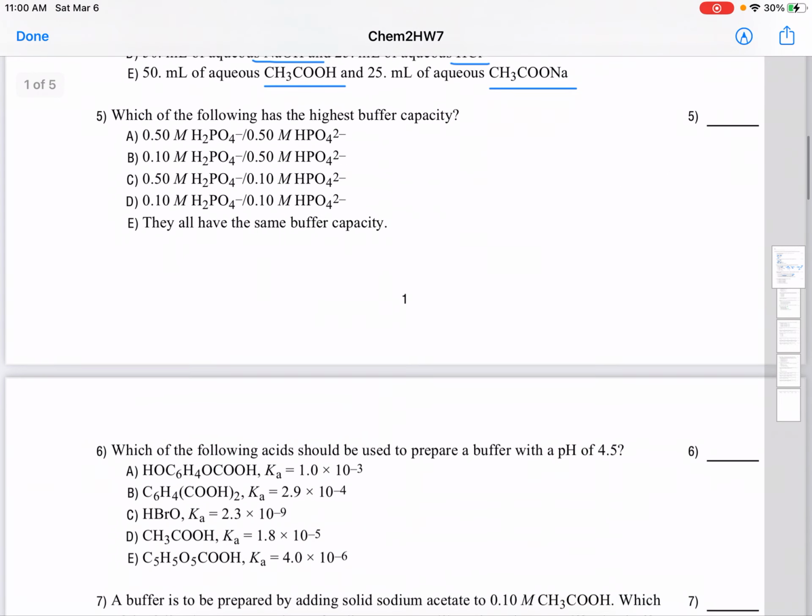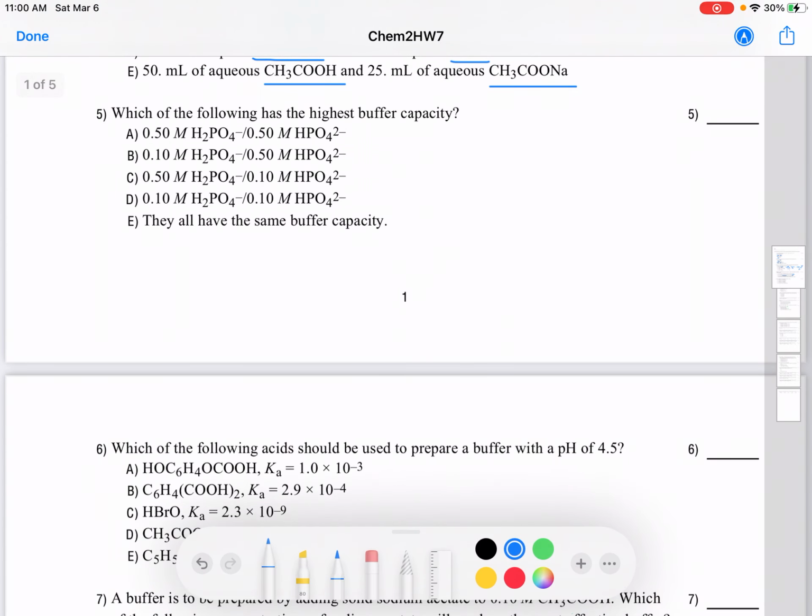Number 5, which of the following has the highest buffer capacity? Remember, we talked about how the highest buffer capacity would be if they have a higher concentration of both components, and another criterion would be that their concentrations should be close to each other. So with that in mind, let's see which one has the highest buffer capacity.